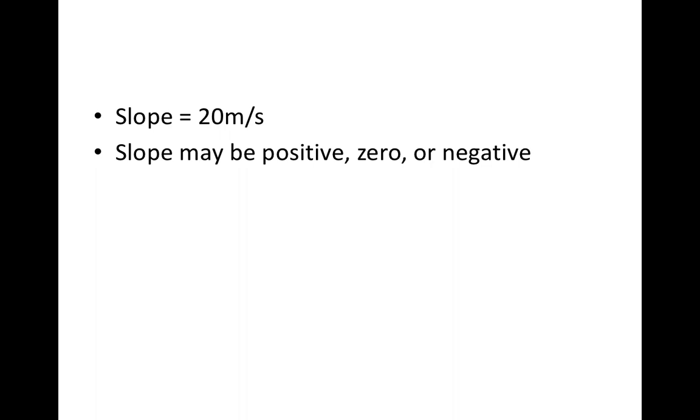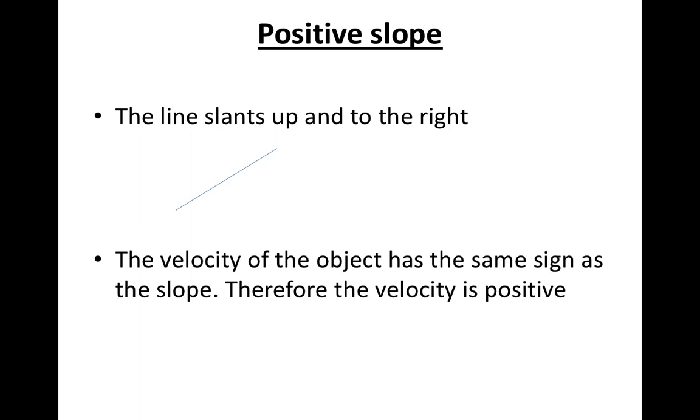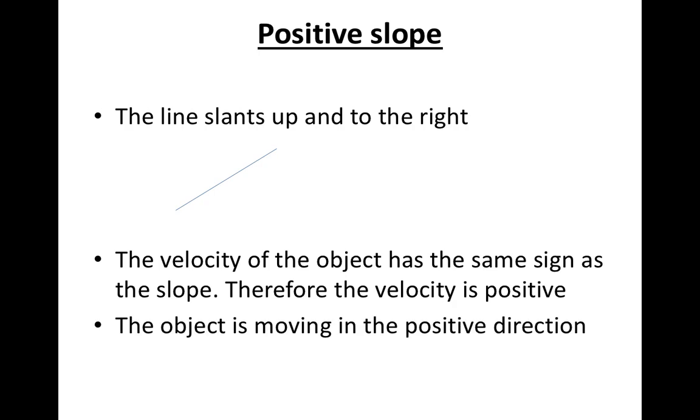Slope may be positive, 0, or negative. Positive slope, the line slants up and to the right. The velocity of the object has the same sign as the slope, therefore the velocity is positive. The object is moving in the positive direction.